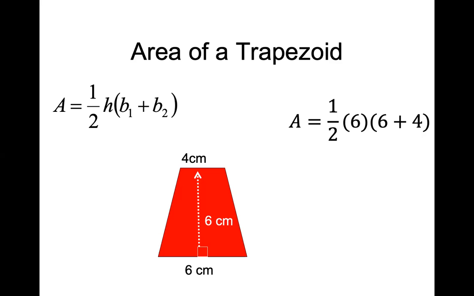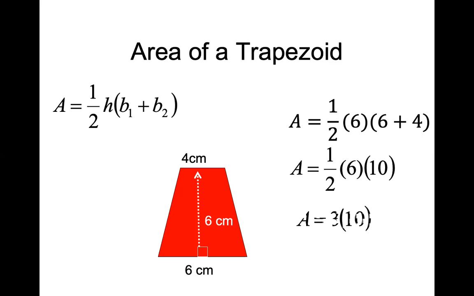Now with a calculator, we can type it exactly the way it appears. H times open parentheses, base 1 plus base 2, close the parentheses, divided by 2. If you don't like that, 0.5 times H times open parentheses, base 1 plus base 2, close parentheses. What'd you get? 30. That's the answer, except the units would be cm squared, because it's area.